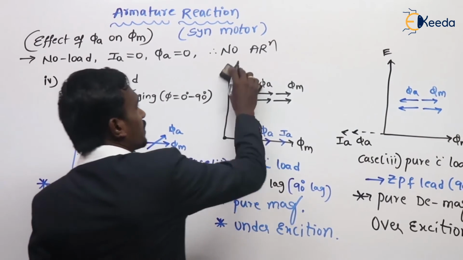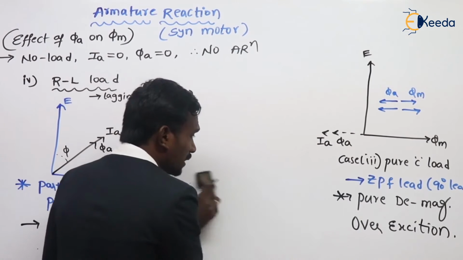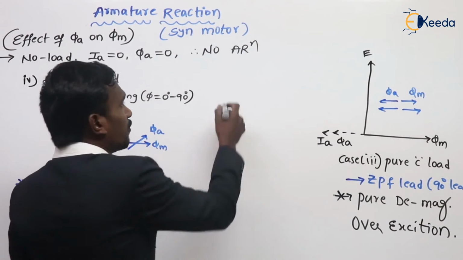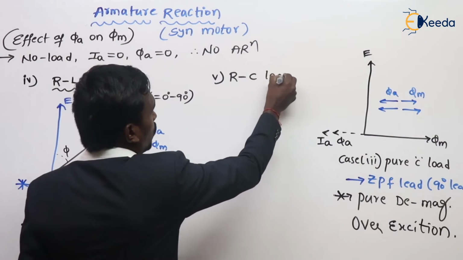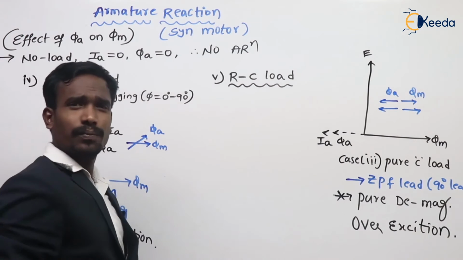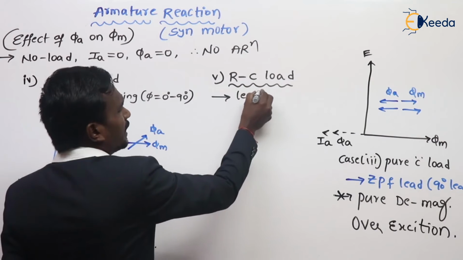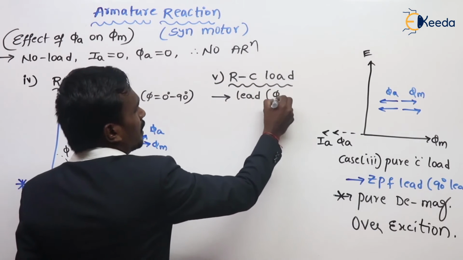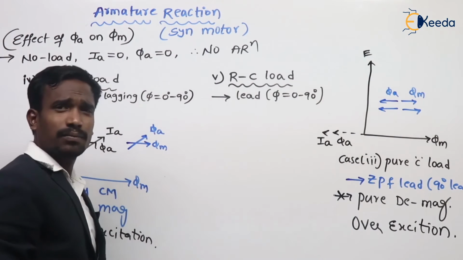And what about case 5? Let's go for case 5. What is case 5? Very good, case 5 is the RC load. Now tell me, what is RC load? Very simple. Here the power factor is leading, meaning the power factor angle is between 0 to 90 degrees leading.